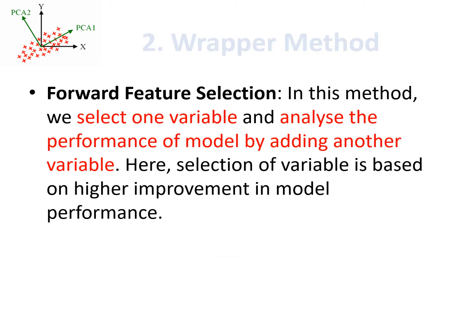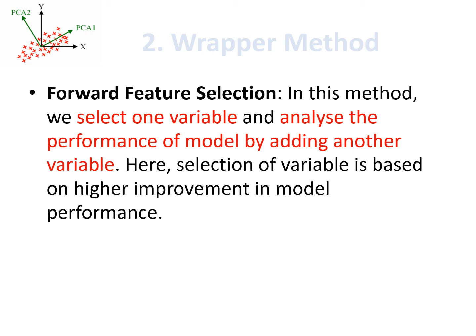In the forward feature selection strategy, we select one variable and analyze the performance of the model by adding another variable. Here the selection of variable is based on higher improvement in model performance. So in forward feature selection, we actually start the model with no features. In the first iteration, we select one variable and analyze the performance of the model. In the second iteration, we add one more feature and again analyze the performance of the model. If the performance of the model improves, we stick with these two features and proceed with the iterations.